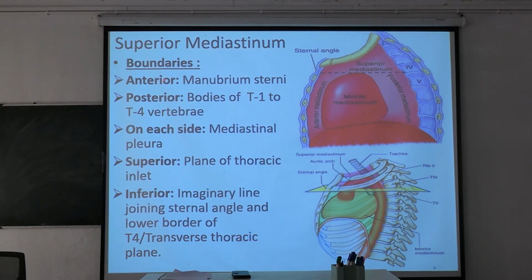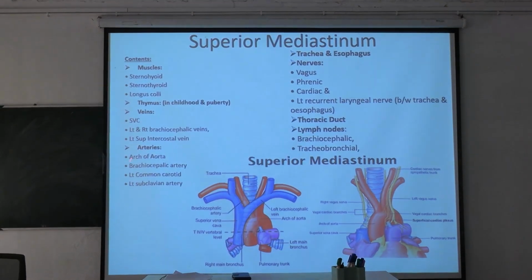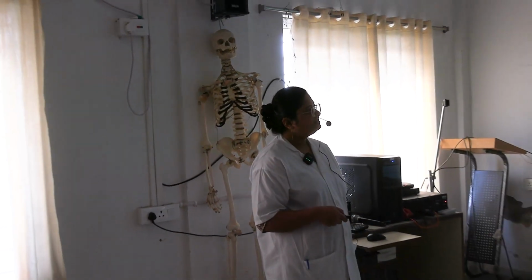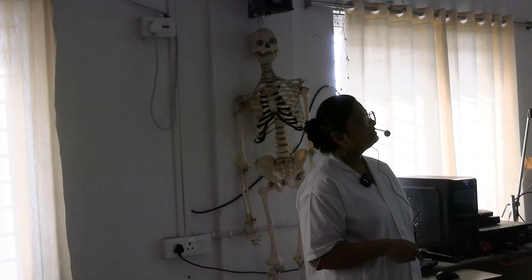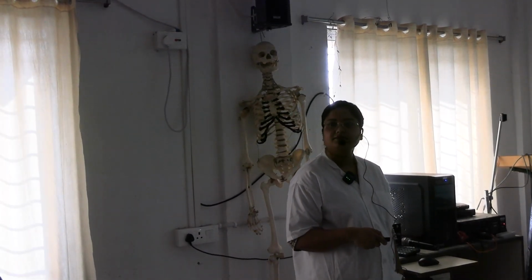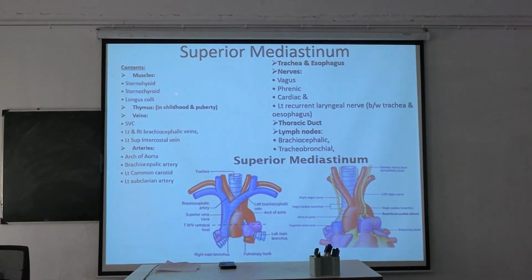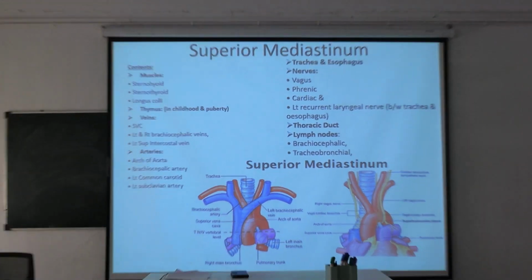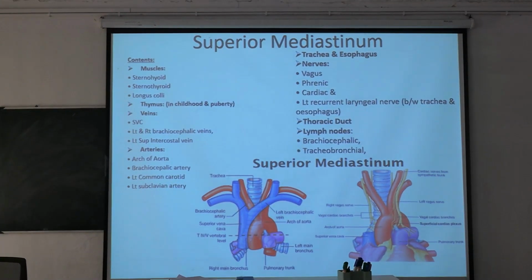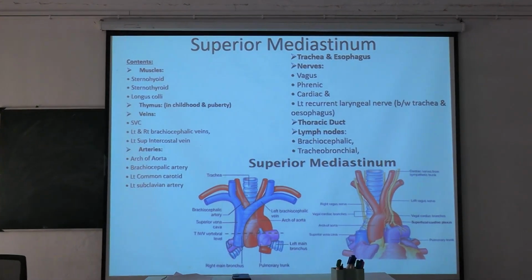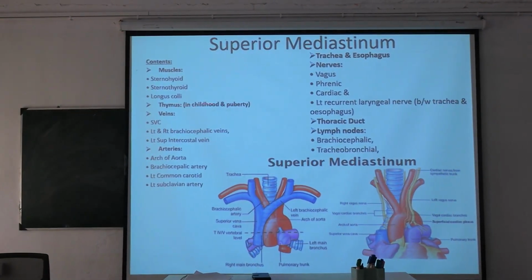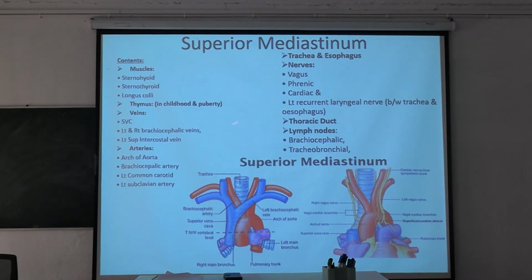Now the contents of the superior mediastinum. See, this dotted line is representing the transverse thoracic plane. So the structures lying above, these are the contents of the superior mediastinum. Okay. So see the contents, three muscles are there: sternohyoid, sternothyroid. These two are attached on the posterior aspect of manubrium sterni. Longus colli is attached to the vertebral body posteriorly. Thymus, this is present only in childhood and puberty.